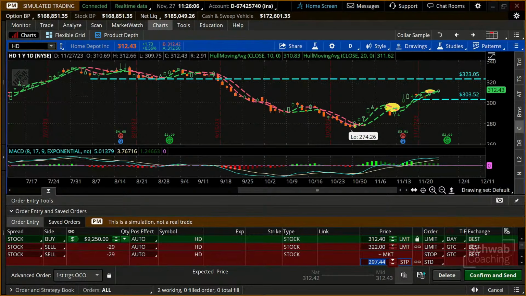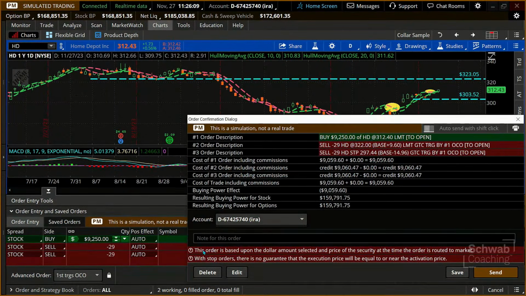Okay. Now, the biggest thing is if we go to confirm and send, notice it says this order is based upon a dollar amount. We specified that we're going to use 5% of the capital as an example. That's 12. I'm counting today, okay? Just personal. I'm just counting.